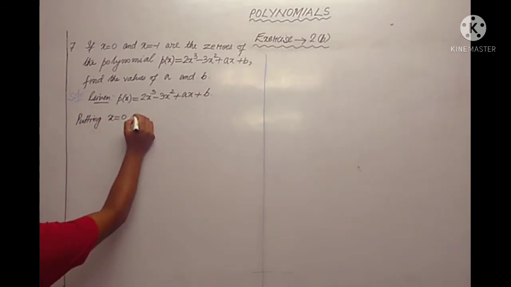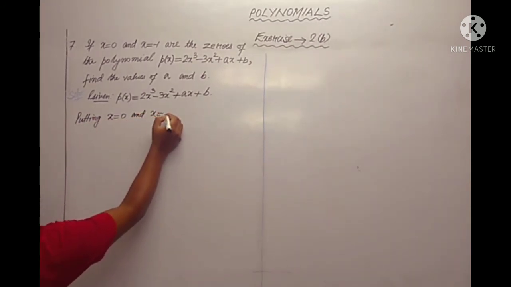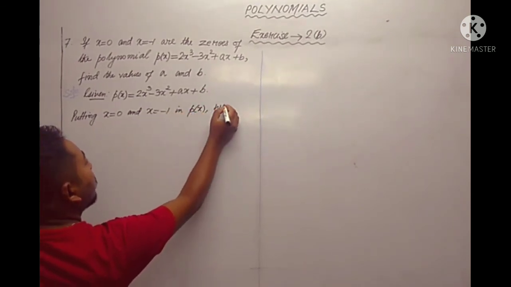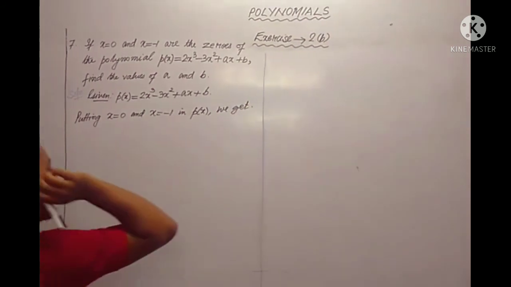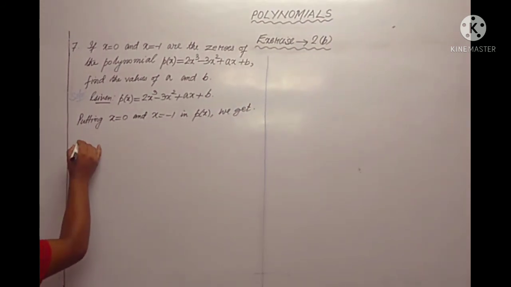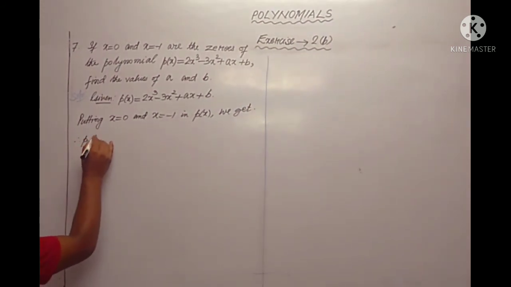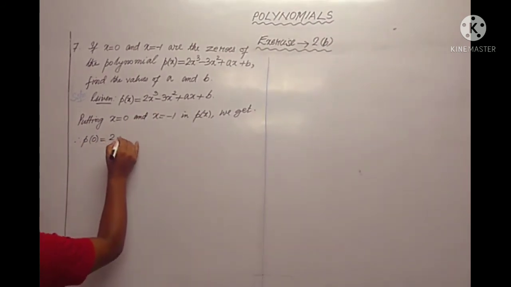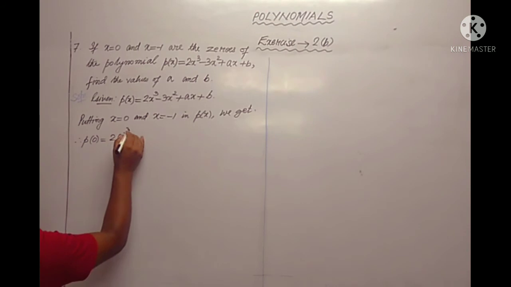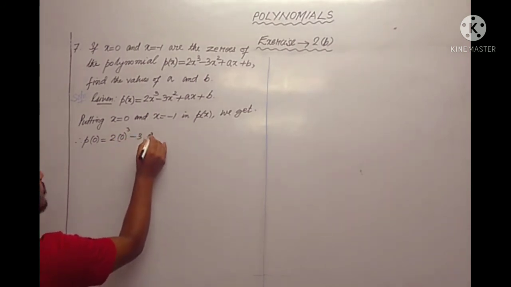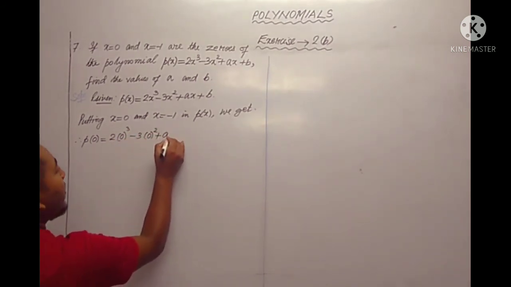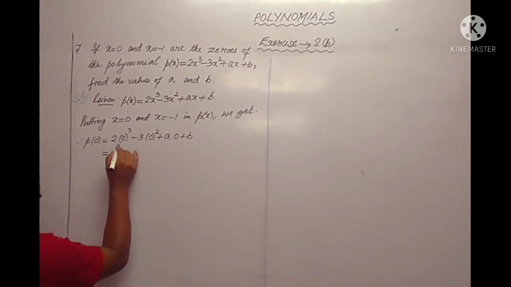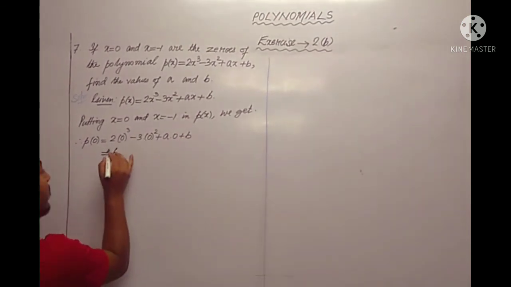So putting x equals to 0 and x equals to minus 1 in p(x), we get, okay? Therefore, first put p of 0. In place of x, you put 0. 2 into 0 cube minus 3 into 0 square plus a into 0 plus b. So what do you get? You simply get all will become 0, you get only b.